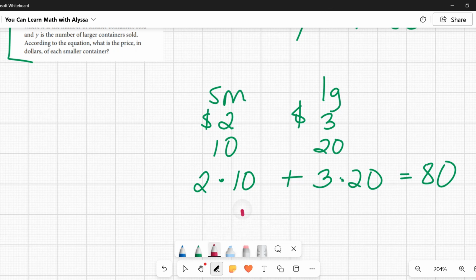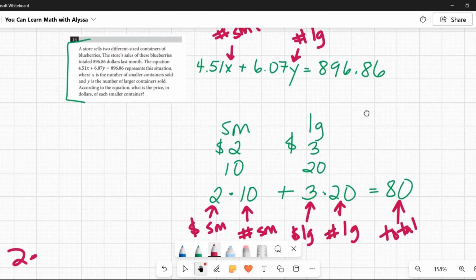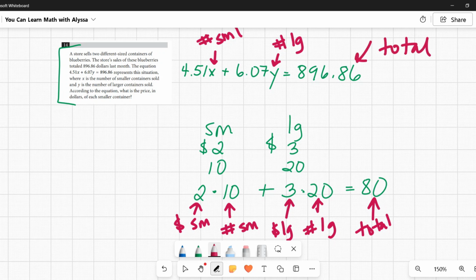And what was in this equation? What did I have here? Here I had the number of the smaller containers. Here I had the number of the larger containers. Here I had the price of the smaller containers. And here I had the price of the larger containers. And here was my total. So it looks like I've created an equation that is very much like this other equation. This was the total. All right, so what they're asking is, what is the price of each smaller container?